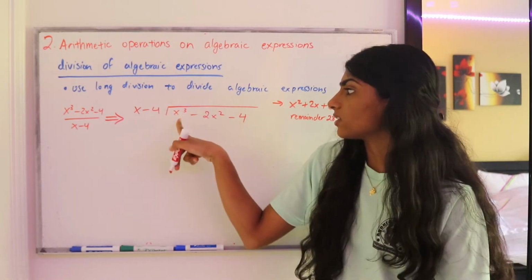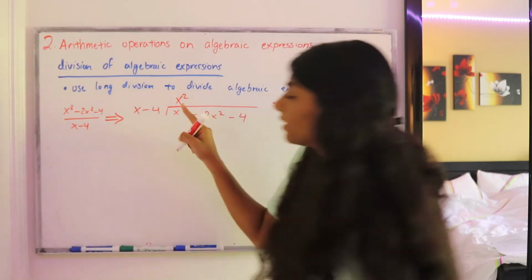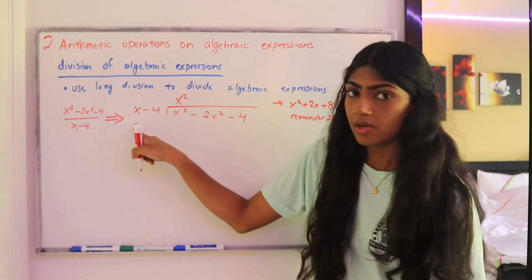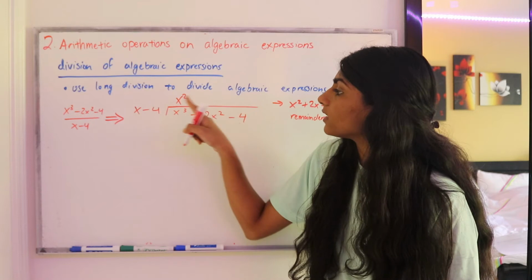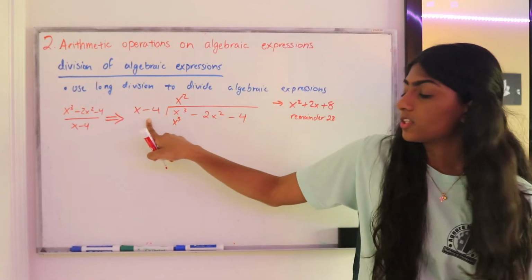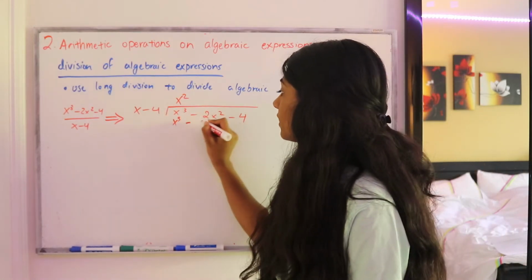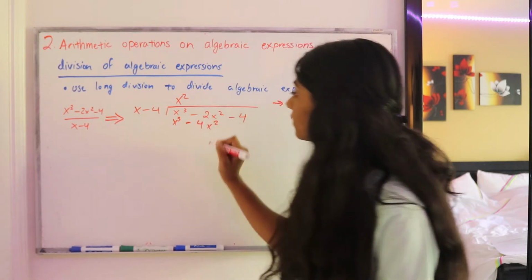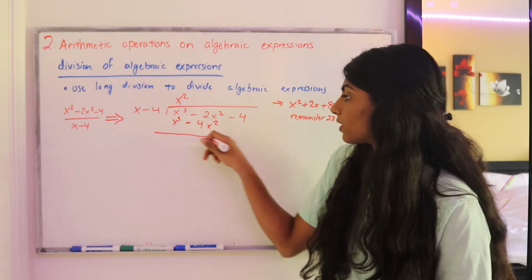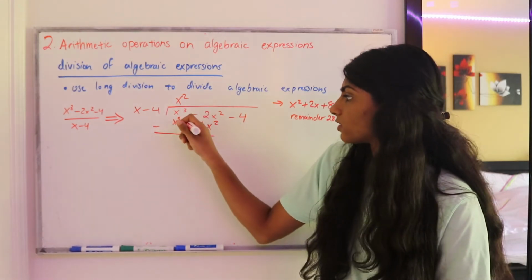So what times x is going to equal x cubed? Well, x squared. So x squared is going to be written up here. Now we continue to the next step of long division, which is multiplying this by this. So x squared times x equals x cubed. And then we're also going to consider this minus 4. So x squared times minus 4 is equal to minus 4x squared. And then the next step of long division is to subtract.